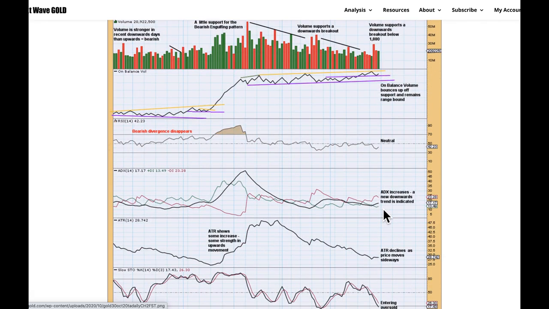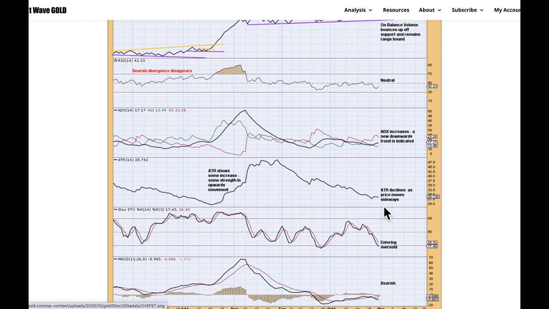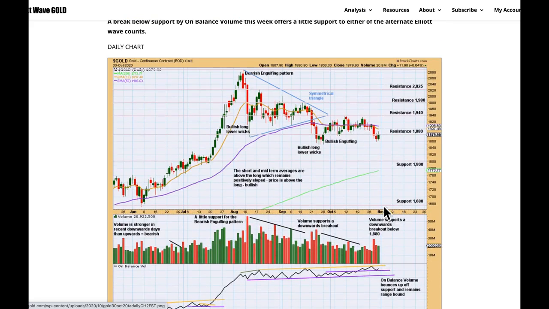ADX is increasing. This is the strongest trend ADX can give when it comes up from low levels and rises from below both the directional lines. It tells us there's a new trend. In this case, because the negative DX line is above the positive, the new trend is down. ATR is declining as price moves sideways. There isn't a lot of strength in downward movement, although it's mostly been taken up with sideways movement so far.